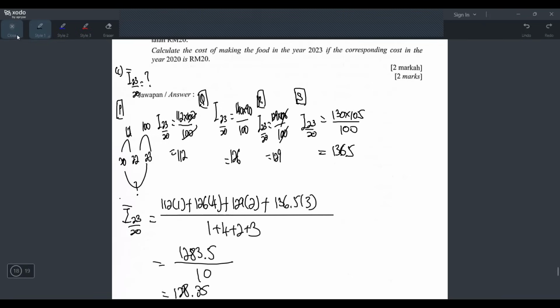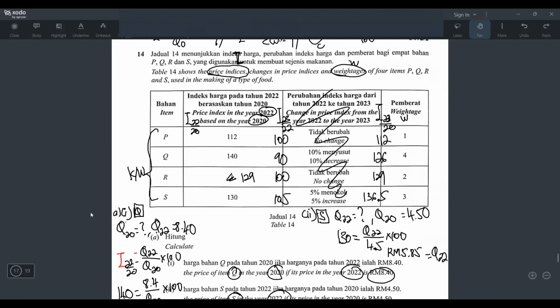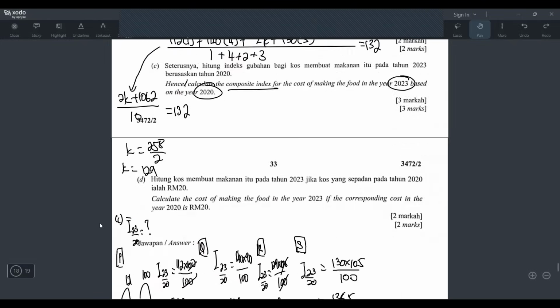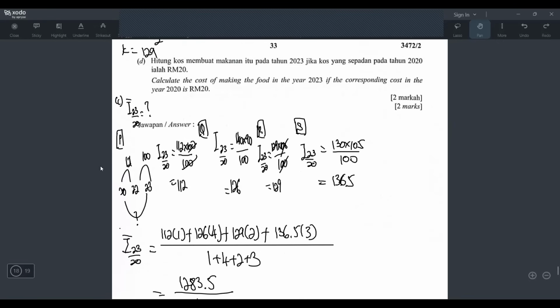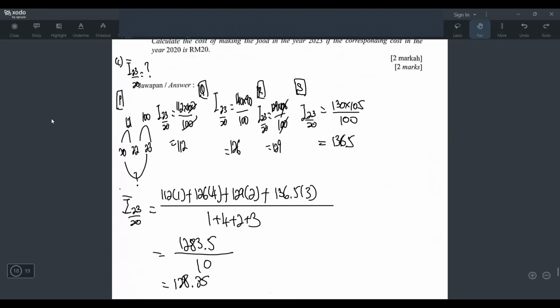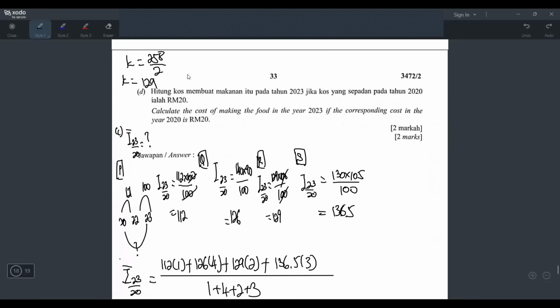So remember what I told you just now, when we have the choice of doing one smiley face ataupun four smiley face, always do the four smiley face. Don't be lazy, because if you do one smiley face, you will get the answer very near to this, but it's not accurate. Okay, this is the correct method, right? So remember that. Okay, let's do the last question.